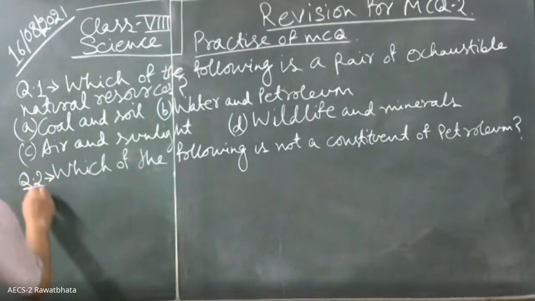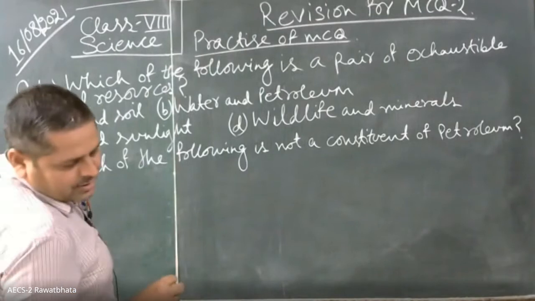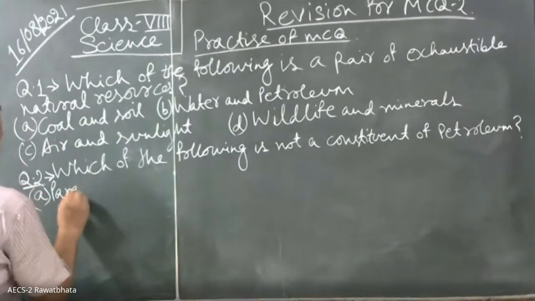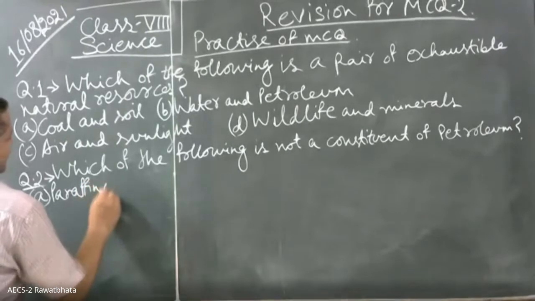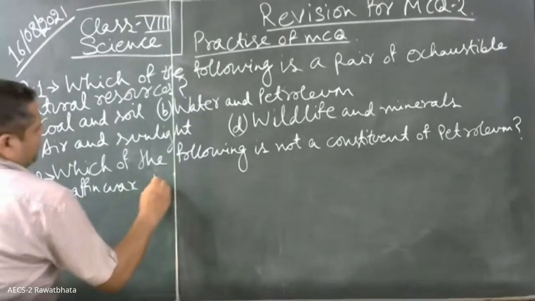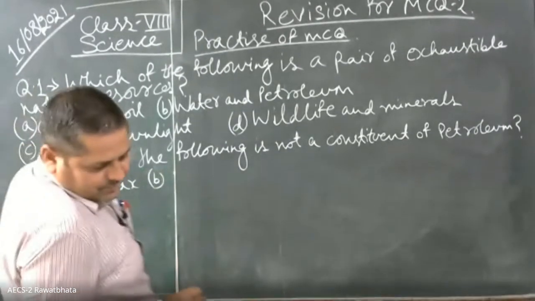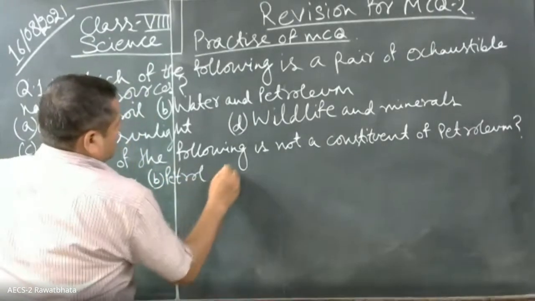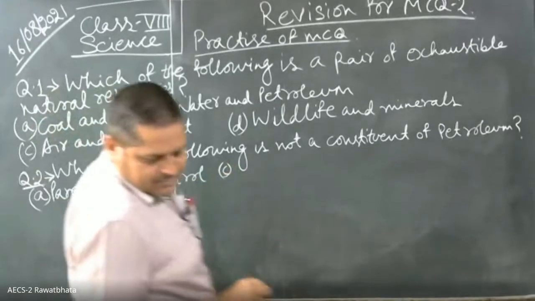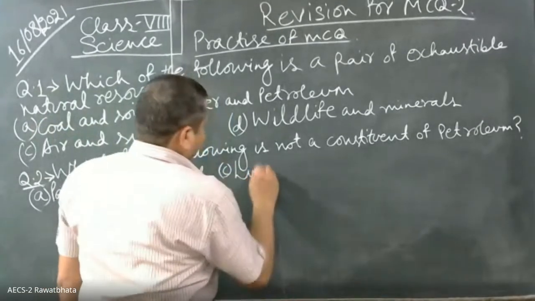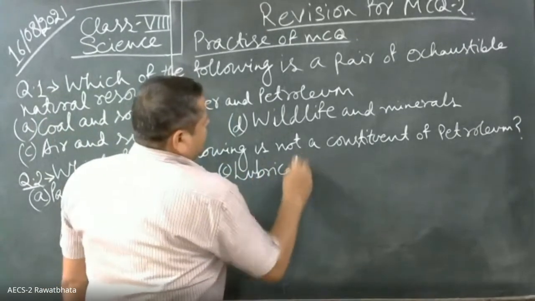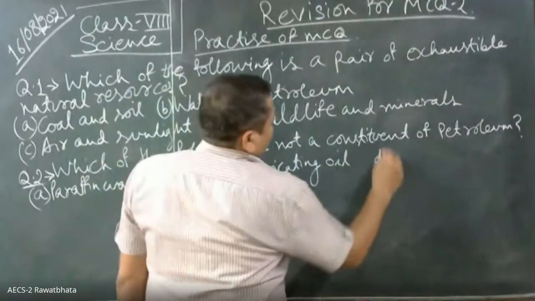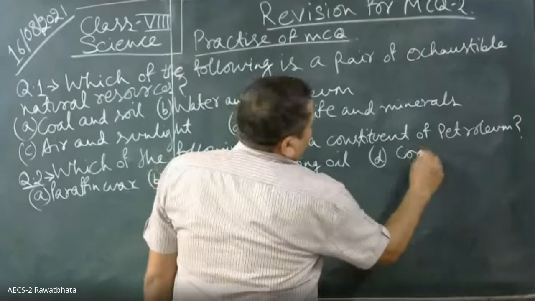Your options are A, paraffin wax. B, petrol. C, lubricating oil. D, coal.